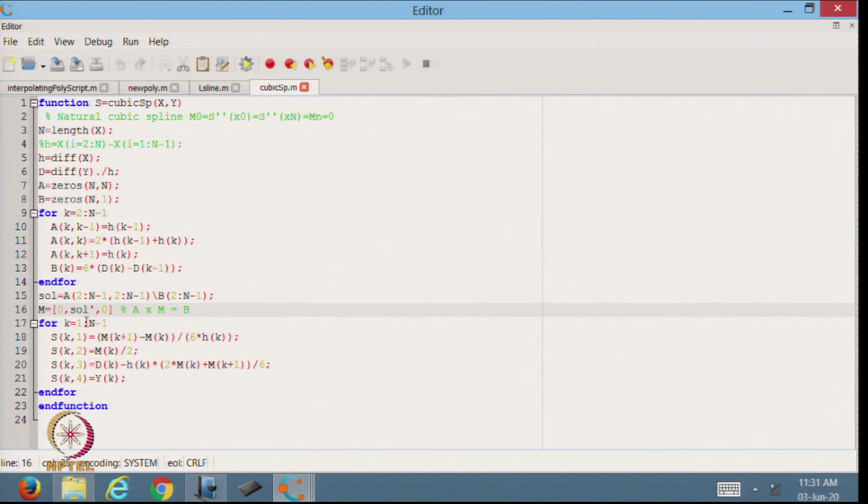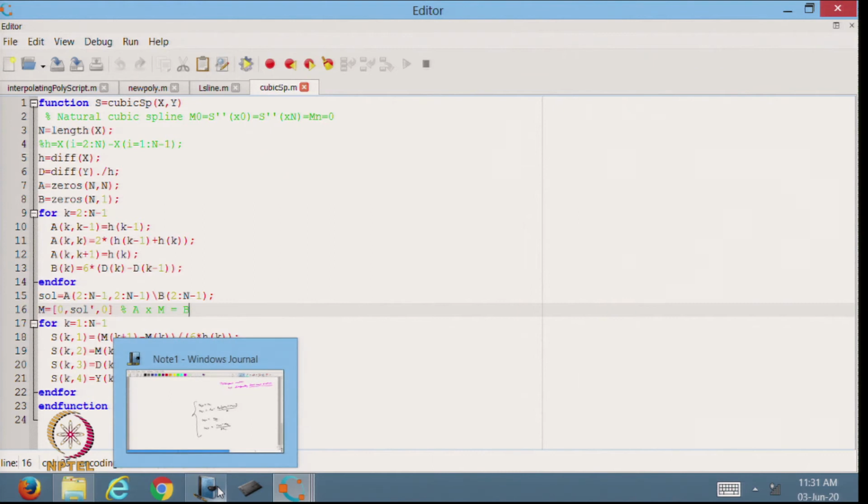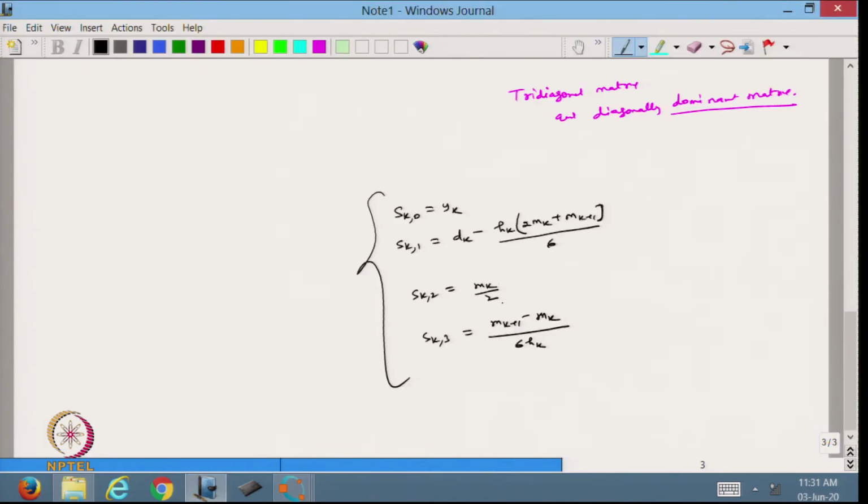Now based on this I find the value of the coefficients. I find the coefficients for k from 1 to n minus 1, because I am introducing k plus 1. So sk1 is m k plus 1 minus mk divided by 6. I am going to write these coefficients: this is the coefficient of x minus xk cubed, x minus xk squared, x minus xk, and this is the last one, the constant.